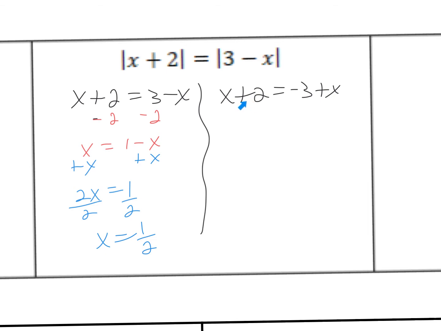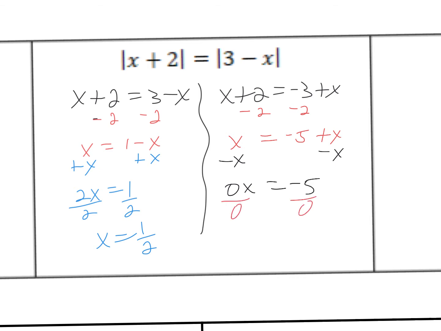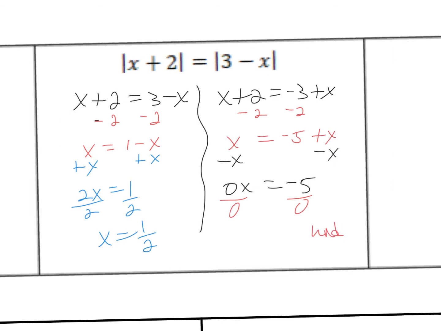Then over here on this side, again, I need to get my x's together and my constants together, so I could start by subtracting 2 from both sides. When I do that, my equation would say x equals negative 5 plus x. Then I get my x's together by subtracting x on the right side and on the left side. But I'm going to end up with 0x equals negative 5. And obviously when you have 0x, there's no solution, or we could call that undefined. Okay, all right, moving along.